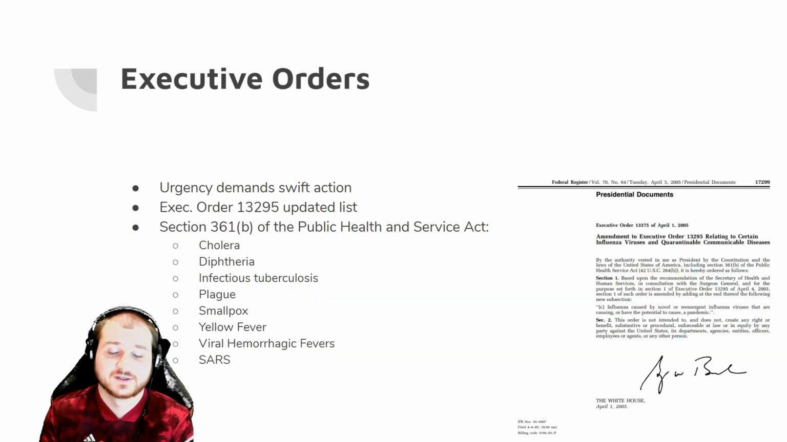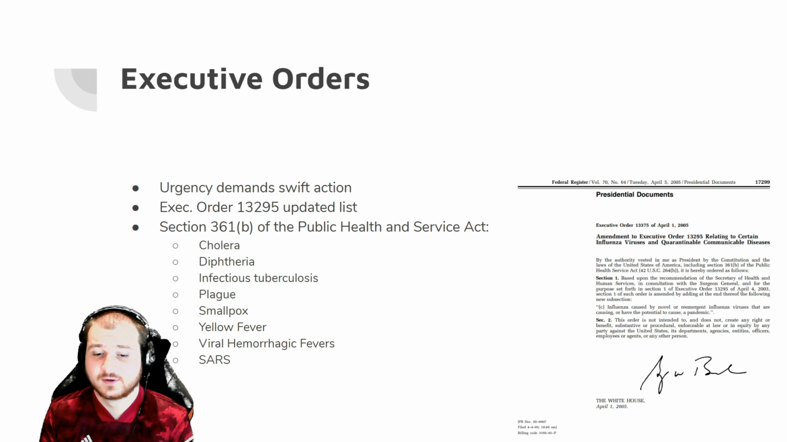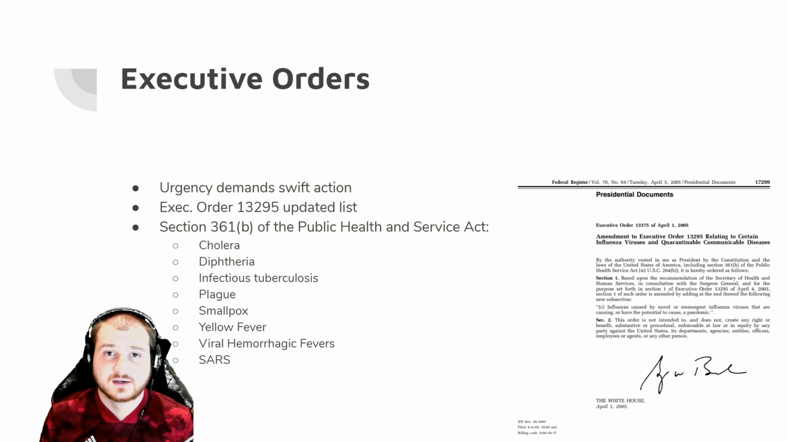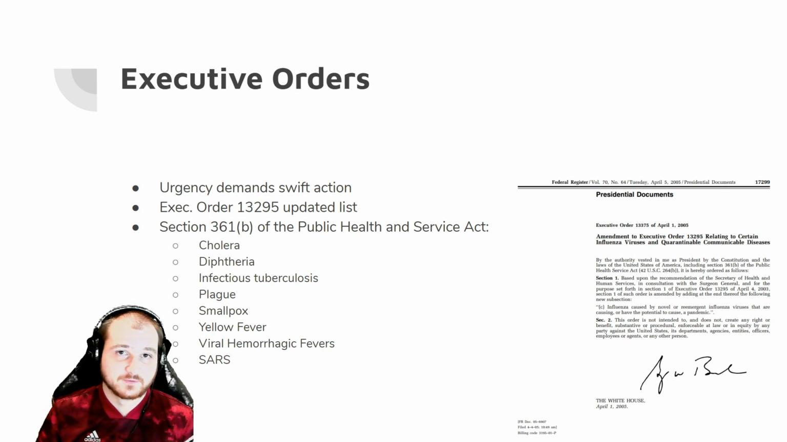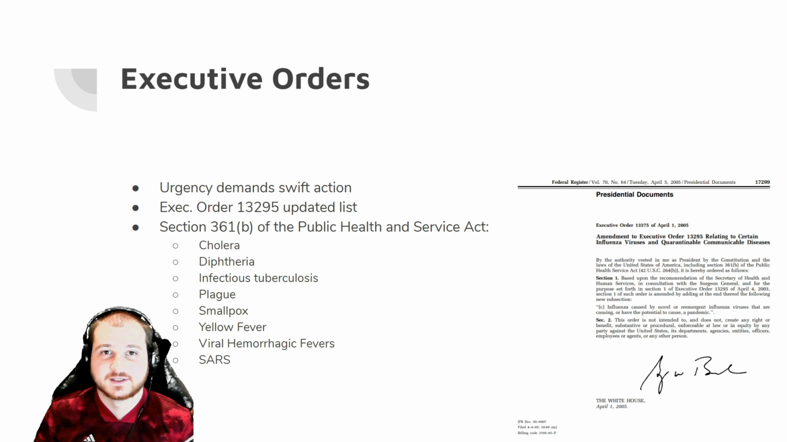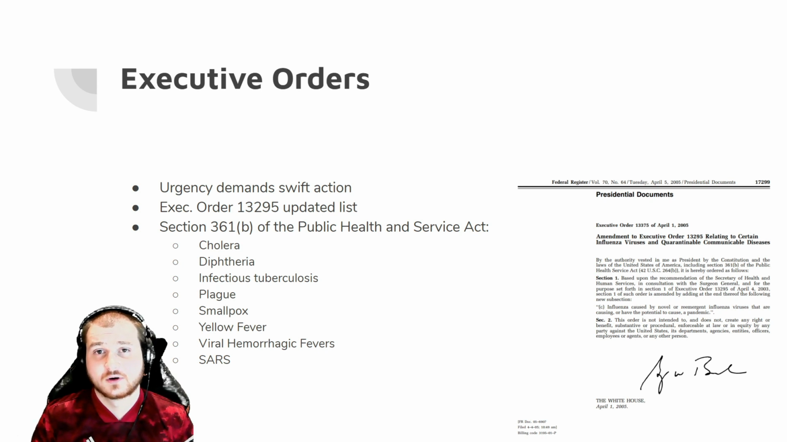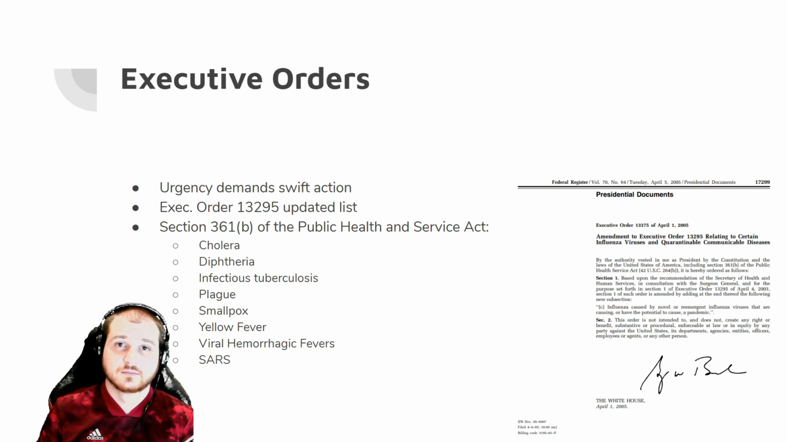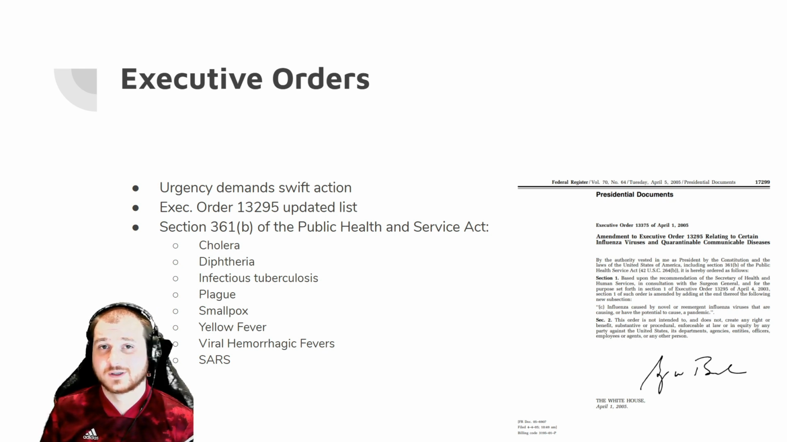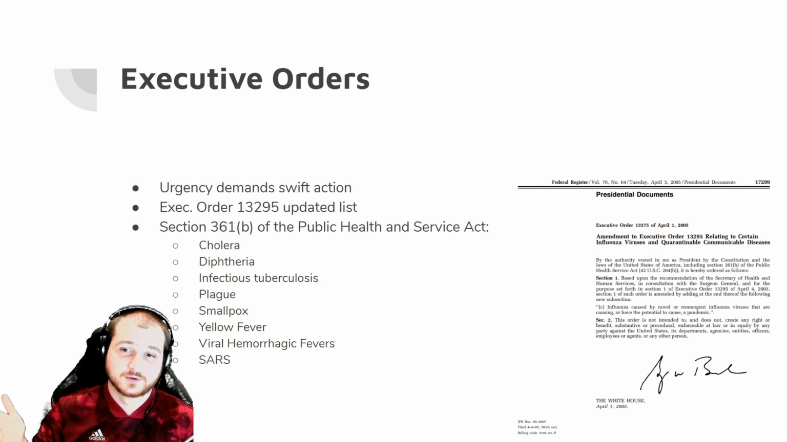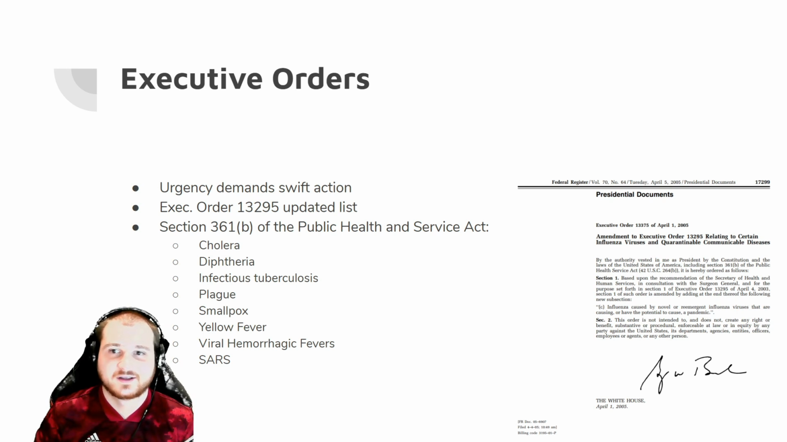And so because of that, we also have executive orders. One example of an executive order put into place to help with the epidemic and pandemic routine, the routine of what we do during it, is Executive Order 13295, which was signed by George Bush. This executive order was in compliance with Section 361(b) of the Public Health Service Act. Essentially, what this executive order did was recognize additional and more infectious diseases that qualify for quarantine and isolation to be put in place. And all of those are listed here, from cholera, plague, smallpox, and SARS.